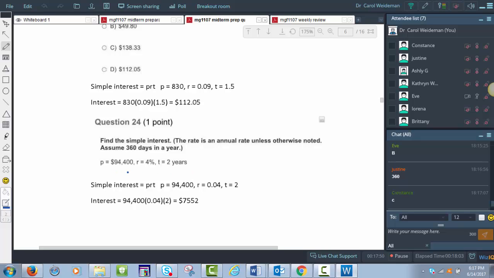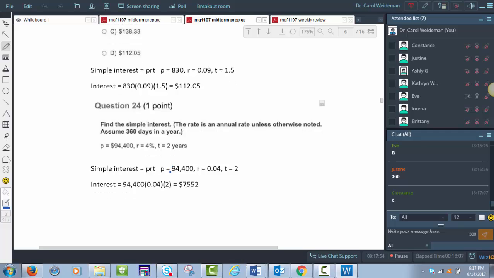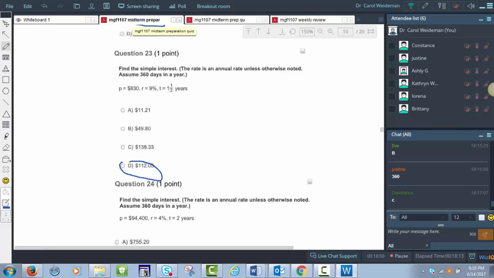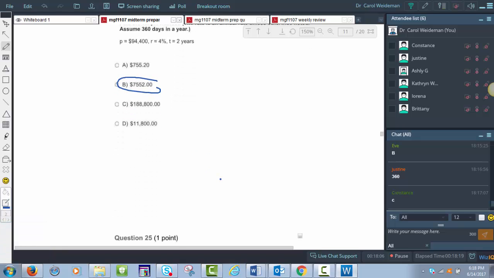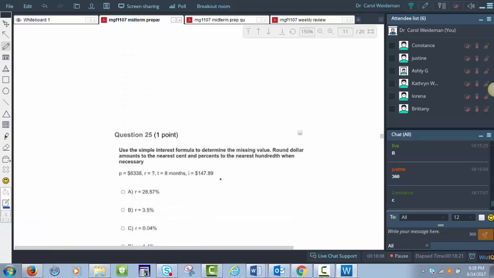Okay, another one, simple interest. Principal $94,400, interest rate 0.04, 2 years, same thing, you're just going to plug it into the formula and you get 75.52. Let's jump back over here, which is B. Okay, we just lost Eve, maybe she'll be back.